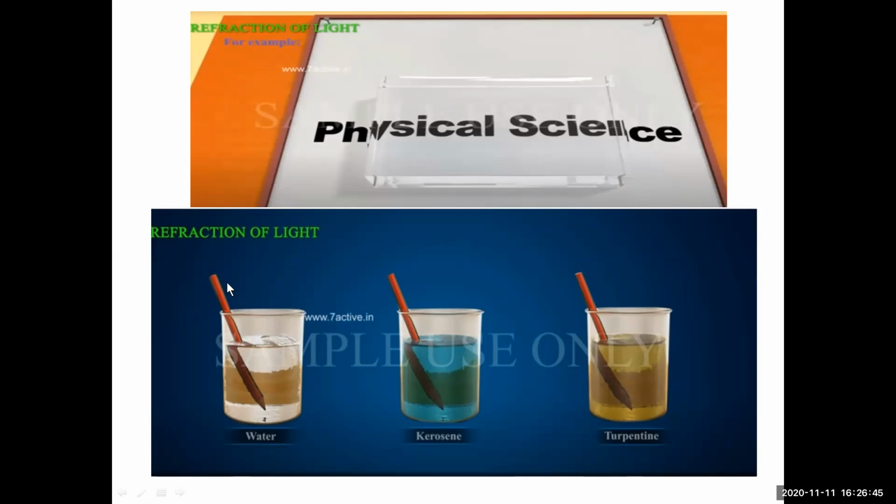Now, in this picture, you are seeing that there are three different types of solvents: water, kerosene, and turpentine oil. We have dropped a pencil in the three liquids. We are seeing that there is a bend of the pencil in all the three solvents. We are seeing that at the interface there is a bend.